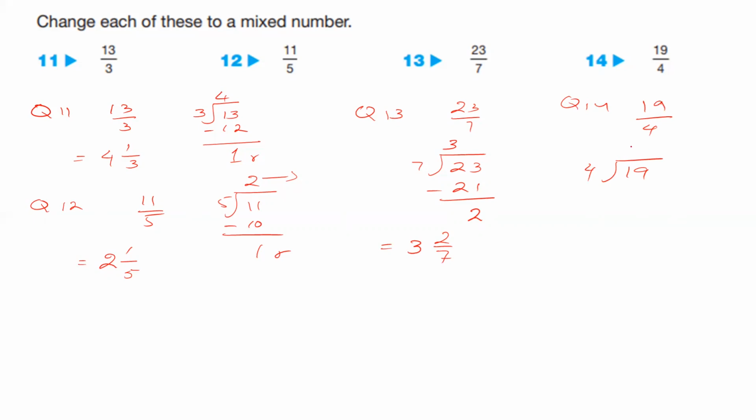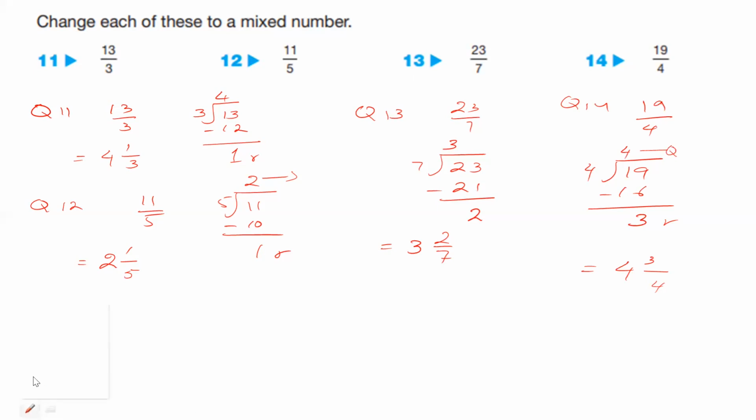4 times 4 is 16, 4 times 5 is 20. So 4 times 4 is 16. Because 20 is more than 19, we take only 4 times 4, which is 16. So when we take away 16 from 19, we get 3. This quotient 4 will become the whole number. So 4 whole, this 3 remainder will be in the numerator and this divisor 4 will be in the denominator. So this is the answer for question number 14.